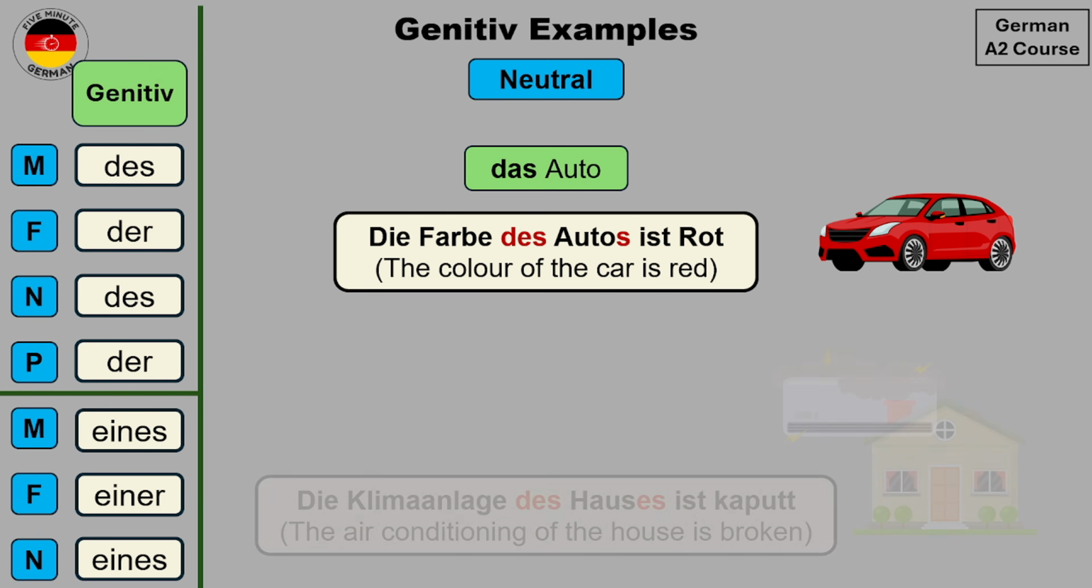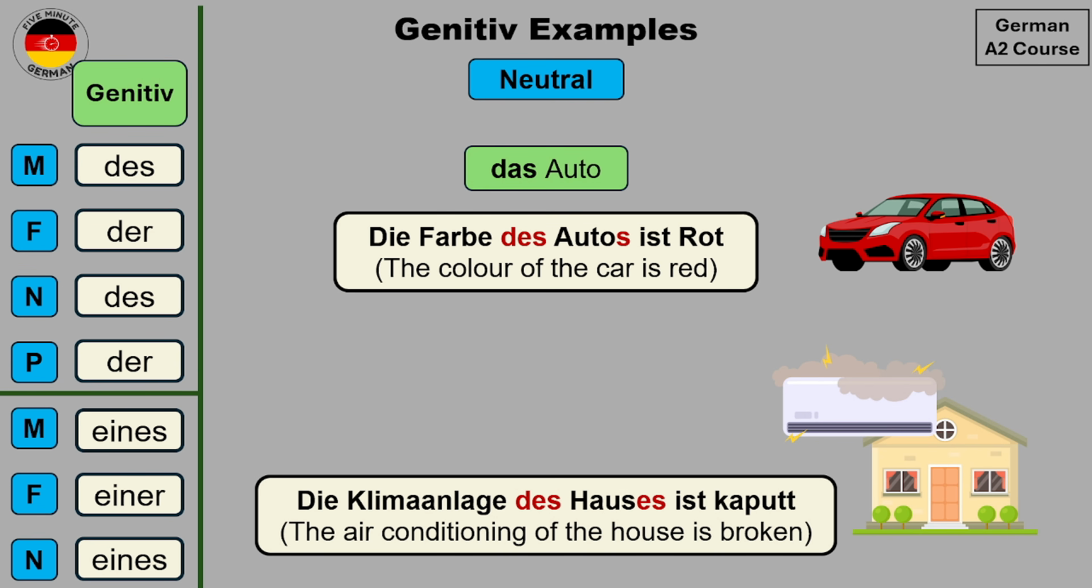Let's take another example. So I have the sentence, Die Klimaanlage des Hauses ist kaputt. The air conditioning of the house is broken. And house is das Haus, that's why we have used des.